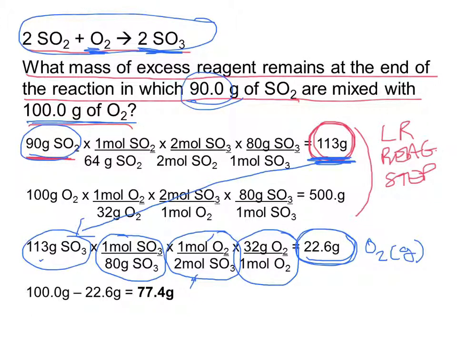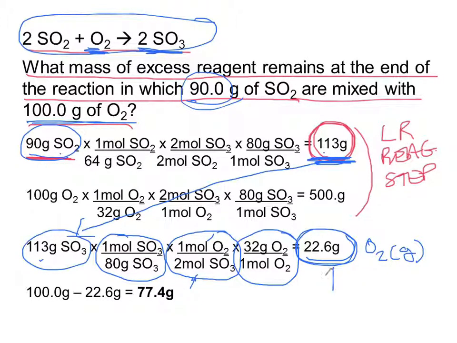90 grams of SO2. Because based on this equation, it tells me I need 90 grams of SO2 and 22.6 grams of oxygen gas to give me 113 grams of SO3 gas.